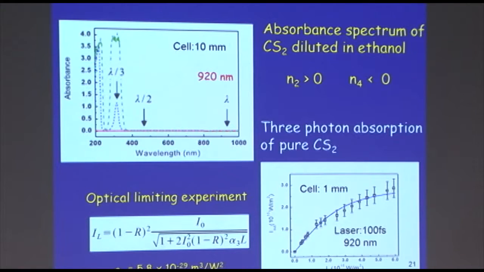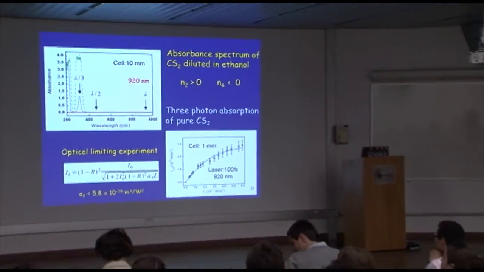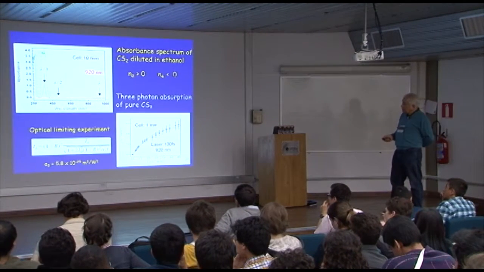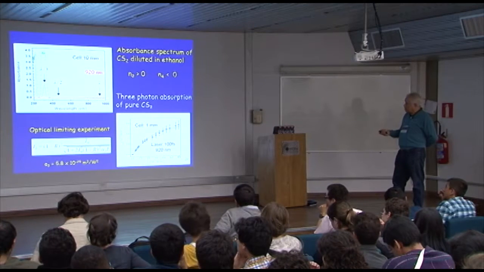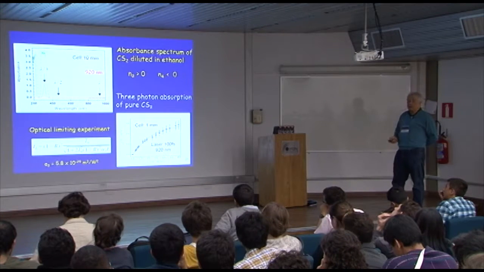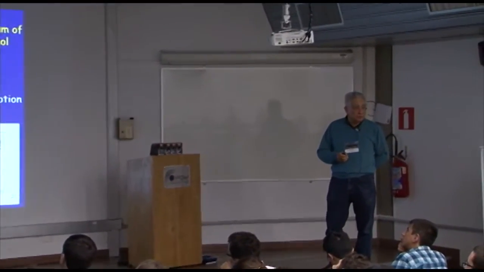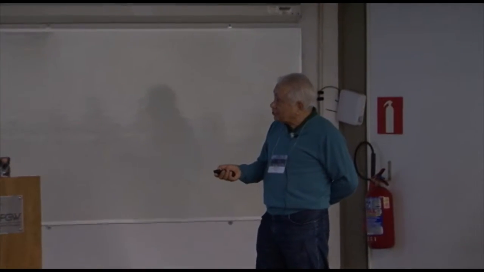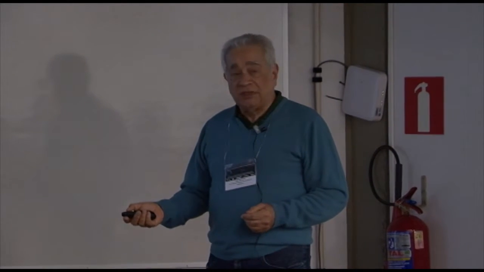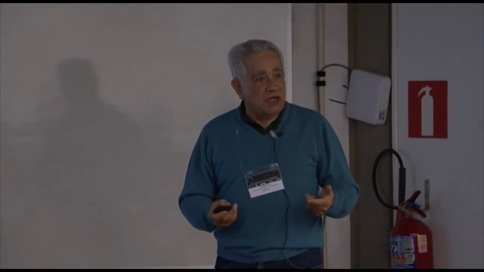So in order to do this experiment, we worked with a beam at this wavelength. This is the absorbance of CS2. You see it's completely transparent in the visible and near infrared. But if you do this absorption experiment, dissolving, for example, CS2 in ethanol, which corresponds to this red line here, you see that there is an absorption band of CS2 at about 317 nanometers. And that corresponds exactly to a third of this wavelength here. So it means that besides chi 3, by exploiting this three-photon absorption, I enhance the contribution of chi 5.